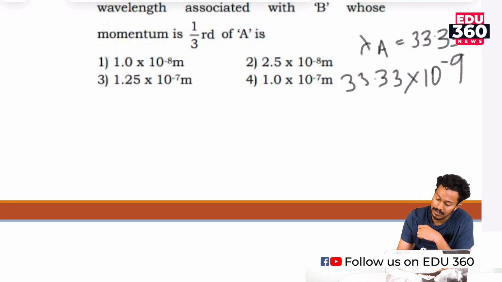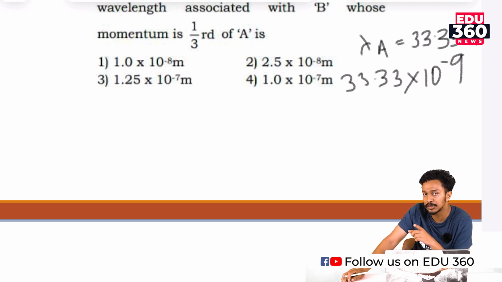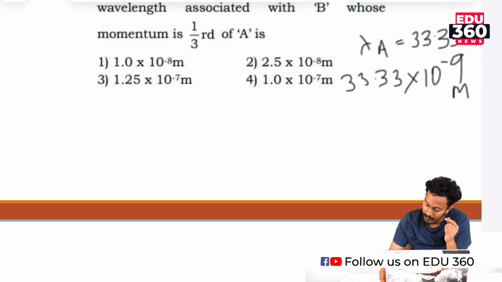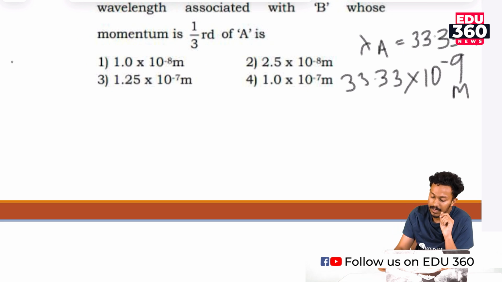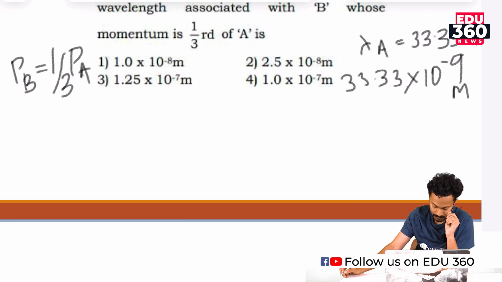So we could write it as 33.33 into 10 raised to minus 9. This is because 1 nanometer is equal to 10 raised to minus 9 meter. Okay. We have converted the wavelength of A, and the next known thing is that momentum of B is 1/3 of momentum of A. Okay. This is what we know.